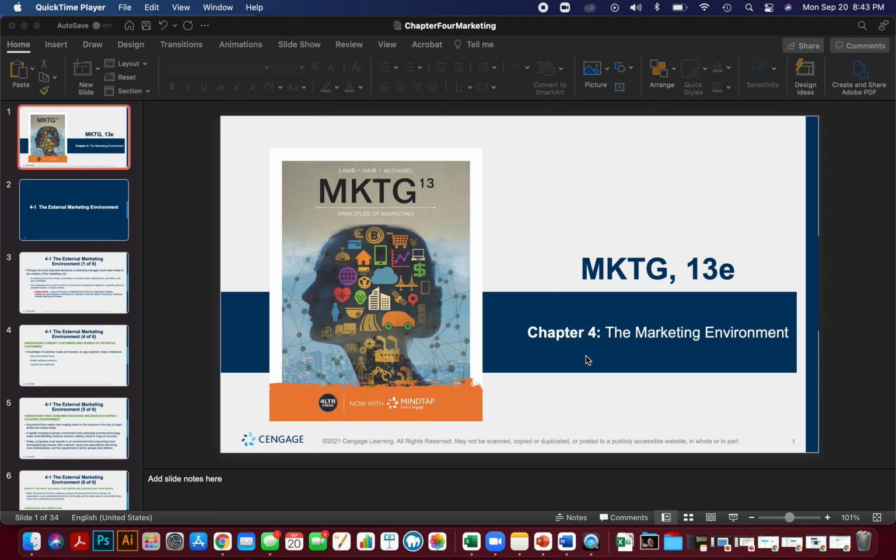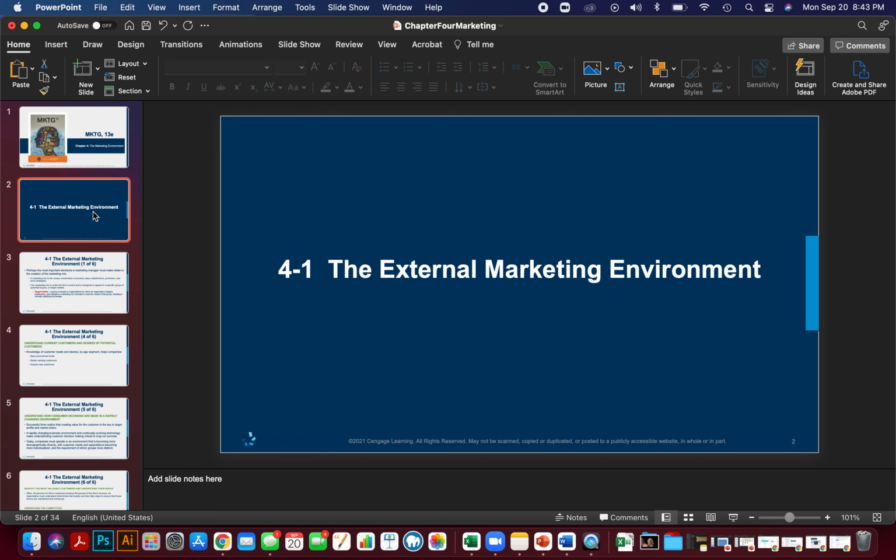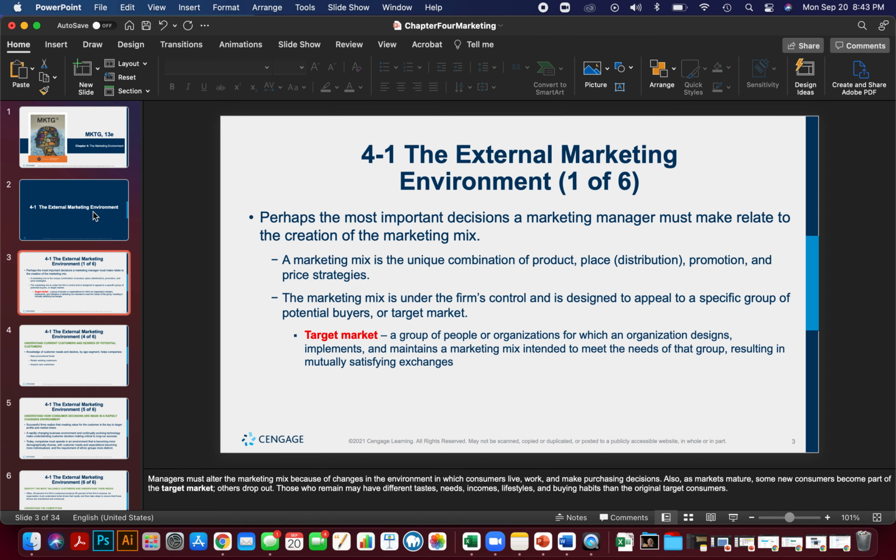Welcome to Chapter 4, the marketing environment. When we discuss the external marketing environment, perhaps the most important decisions a marketing manager must make is related to the creation of the marketing mix. A marketing mix is the unique combination of the four P's, remember: product, place, promotion, and price.